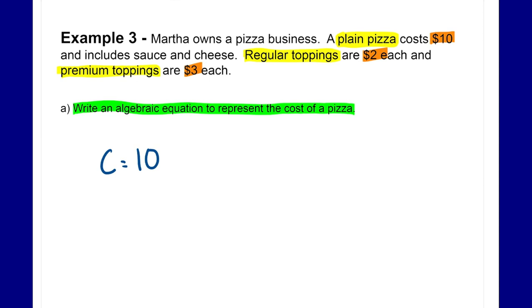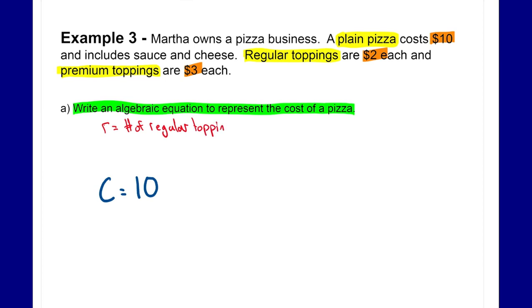So if we don't know how many we're going to have, or if we don't know what a number is going to be, we can replace that with a variable. So in this case, I can say that R will equal number of regular toppings, because again, I don't know how many I'm going to have. I have premium toppings, so I can use P to represent the number of premium toppings. Because they're two different costs, they should have two different variables to represent them.